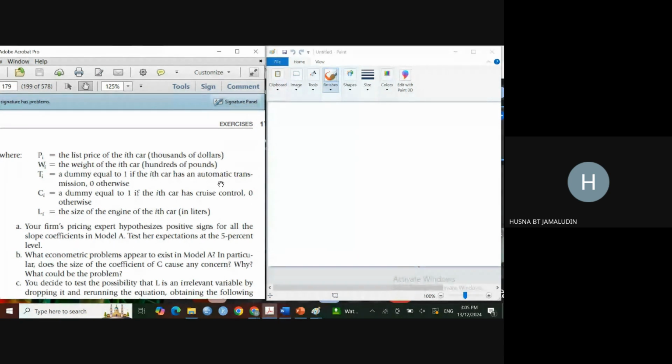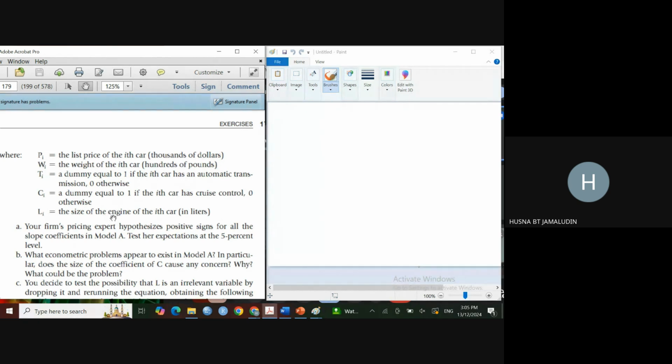When you have these features, what will you expect? Is it positive or negative impact on the price? Positive. And then you have another dummy variable equals to 1 if the car has cruise control, or 0 otherwise. Positive, yes. When you have cruise control, basically this is like a luxury car. Now, if you are talking about Kancil or Myvi, they don't have this kind of features.